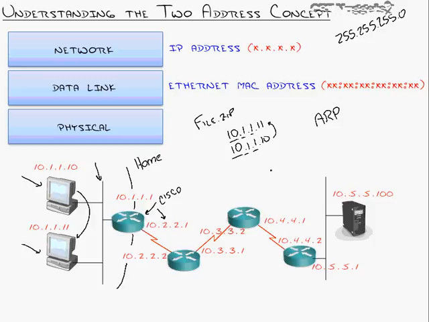So when 10.1.1.10 wants to reach 10.1.1.11, it's going to send out an ARP saying, hello network. Remember, this is a broadcast, so it's stepping up to the microphone. Hello network, I am trying to reach the computer named 10.1.1.11. Can somebody on this network tell me who that is?